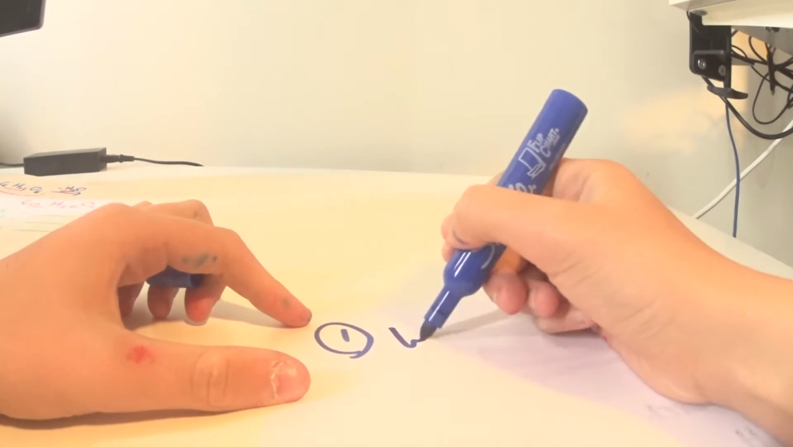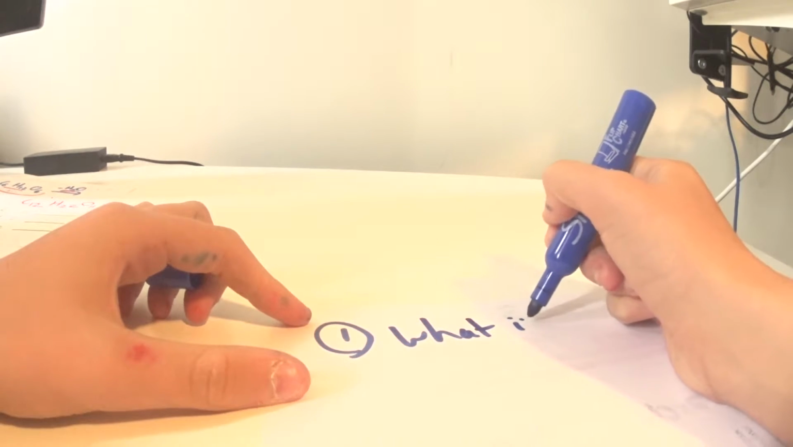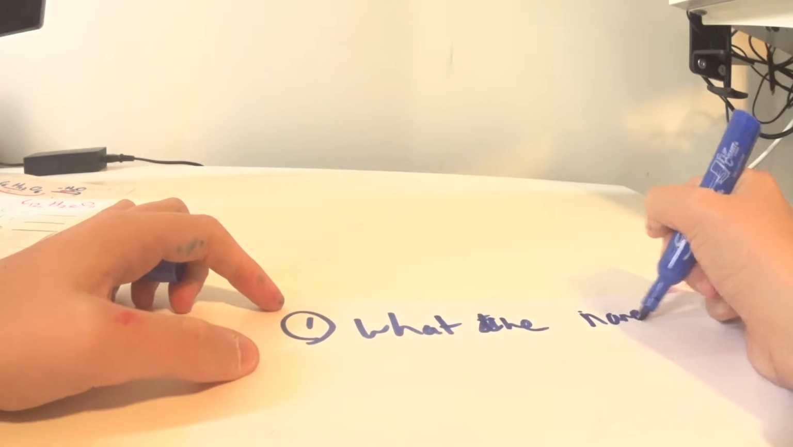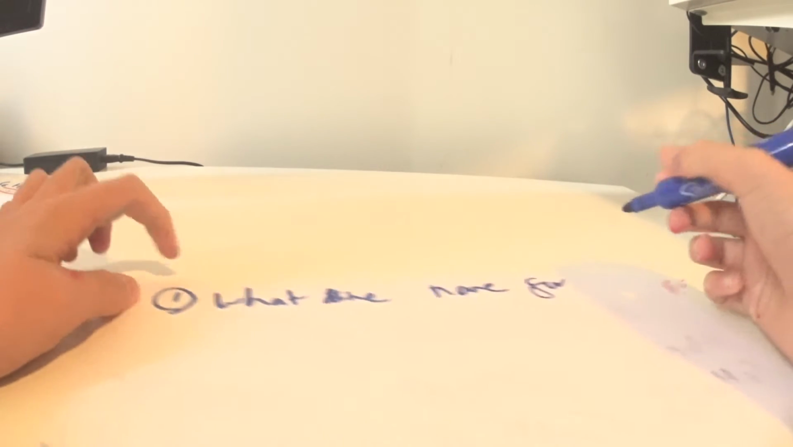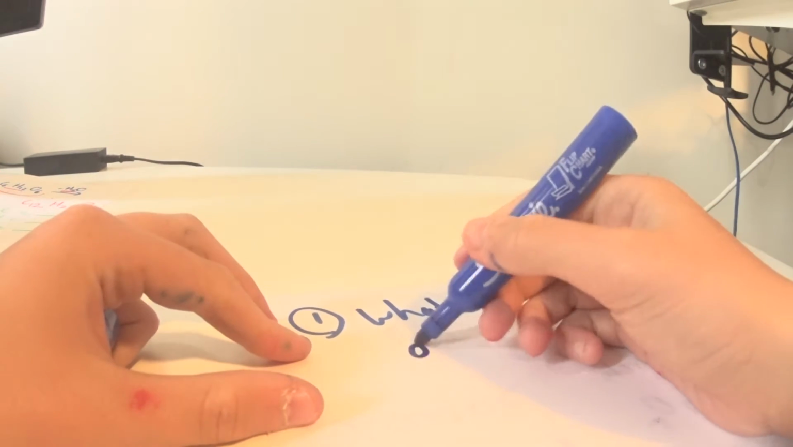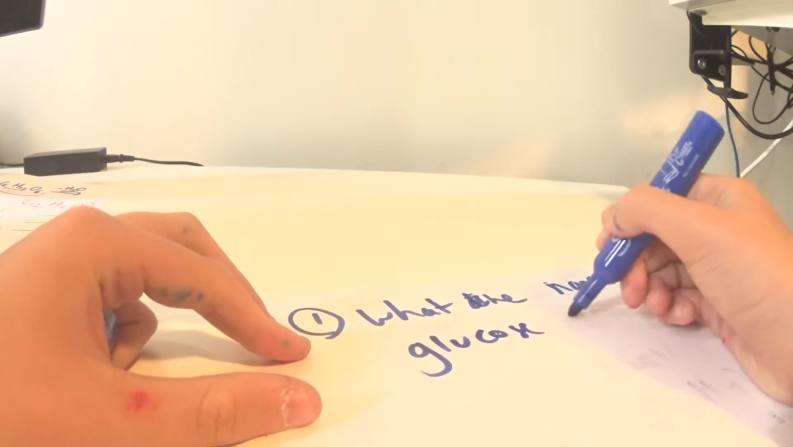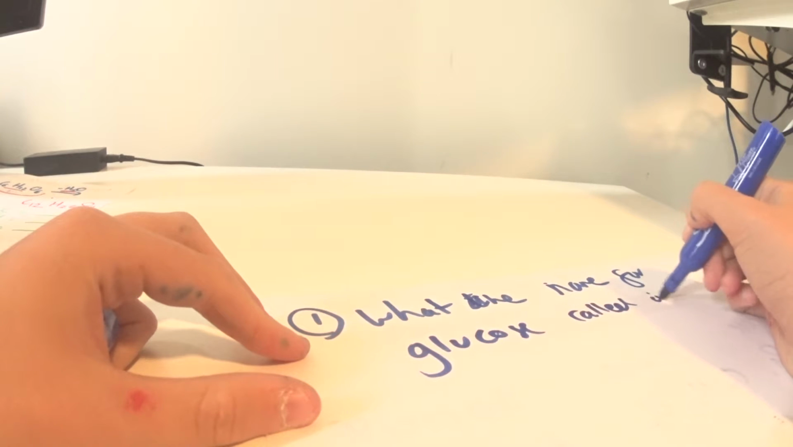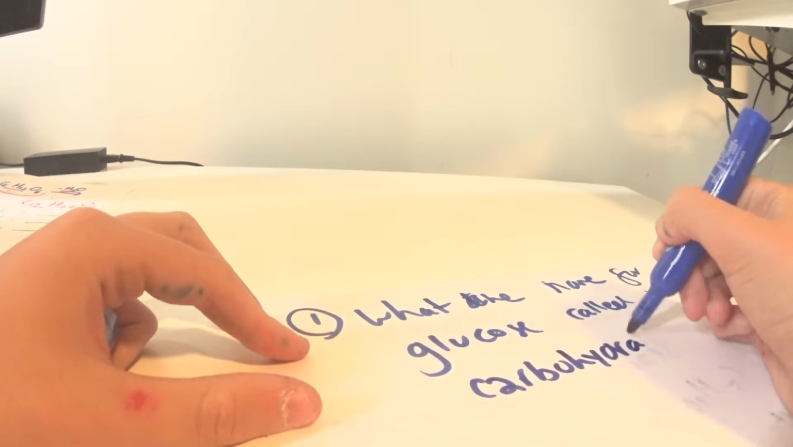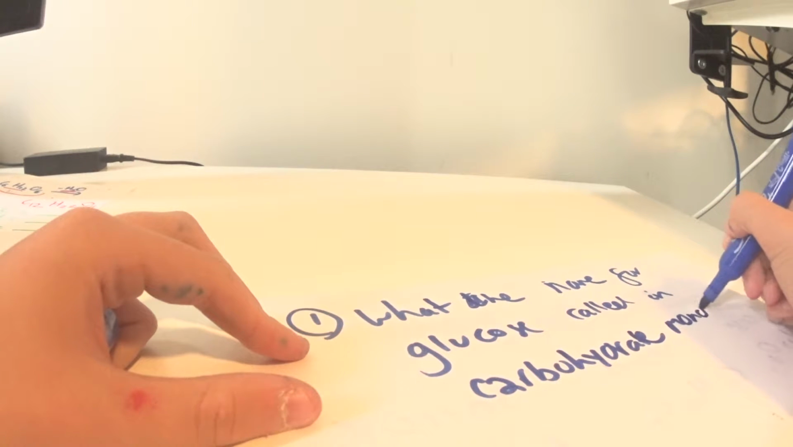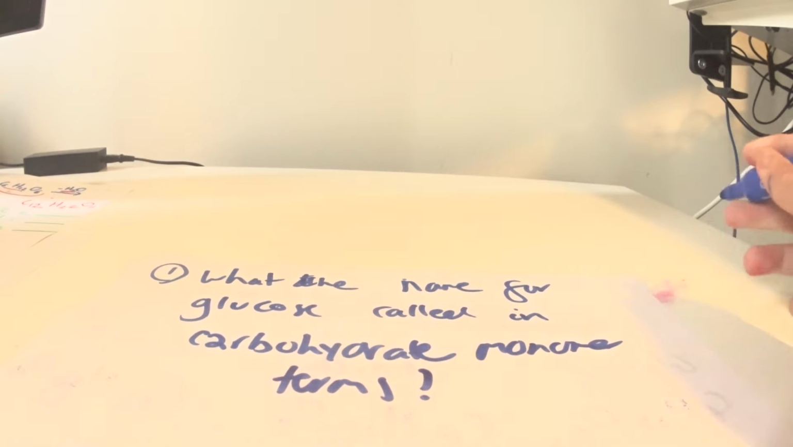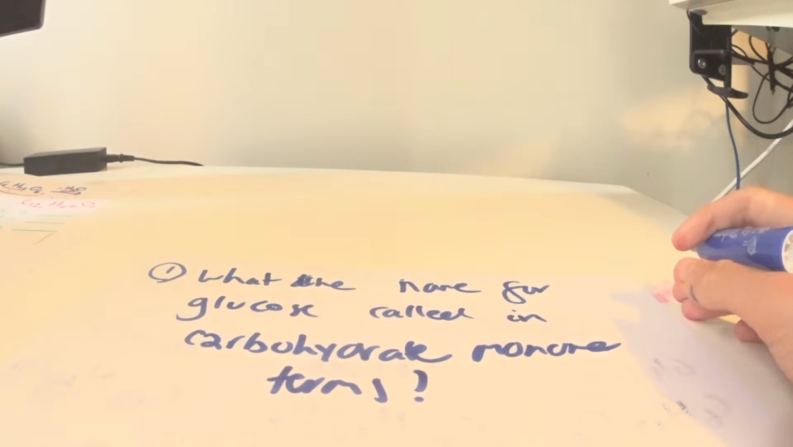So, what is glucose called in carbohydrate monomer terms? Now, what I mean by carbohydrate monomers is, work out the question, see if you can work out the answer, and then I'll tell you what I mean.